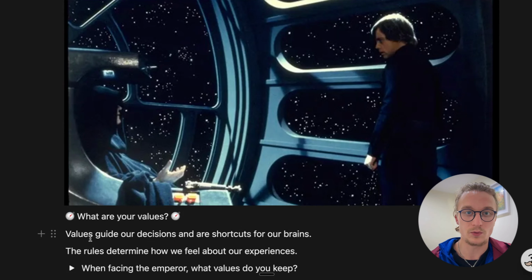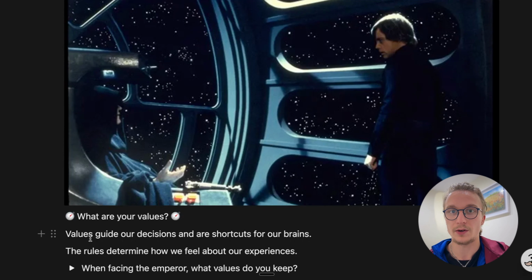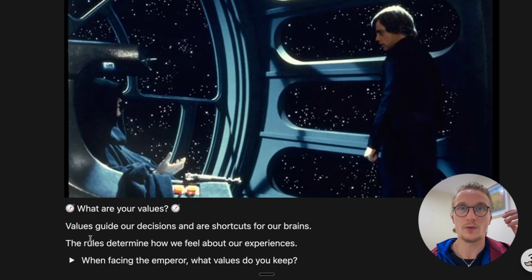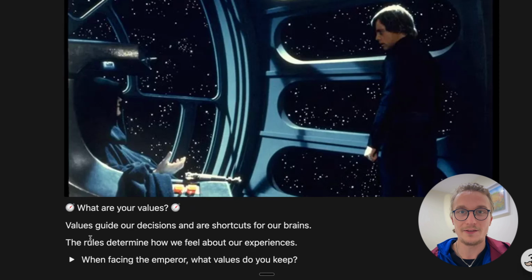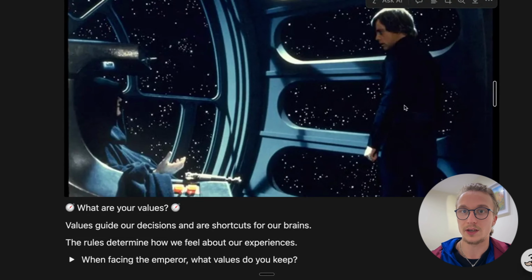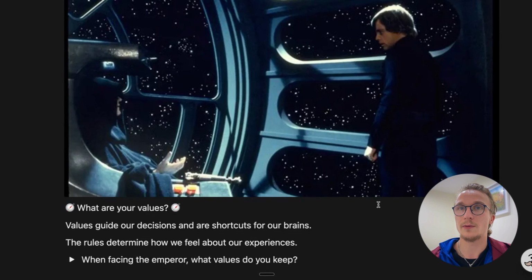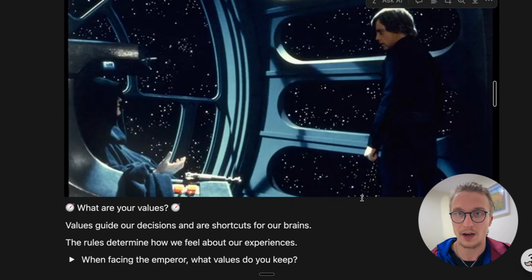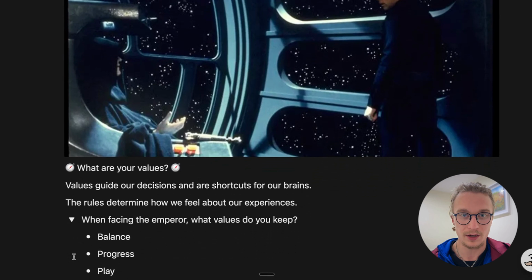And then we also have rules that determine how we feel about these different experiences. So when you were to face the Emperor, what values are you going to keep? Here, Luke was not willing to give up his friends just for more power. He was not willing to betray his father for the dark side. And these were things that were sacred to him. And he didn't give them up despite the temptation. And there will always come temptations, especially when running a business. So these are the values that I'm not willing to give up.